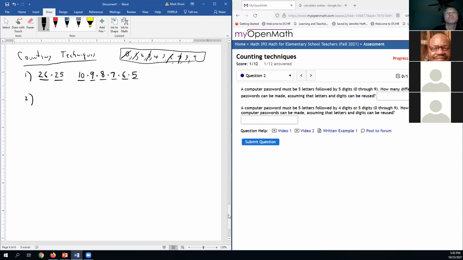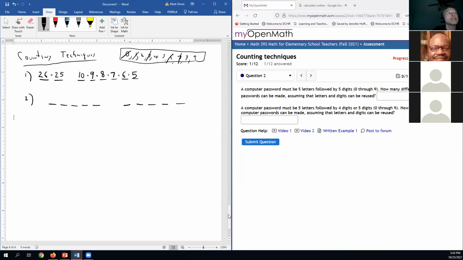2 says a computer password must be 5 letters, followed by 5 digits. Wow. 0 through 9, your 10 choices here, just like we had before. Now let's read this up here. It says how many different computer passwords can be made, assuming that letters and digits can be reused.